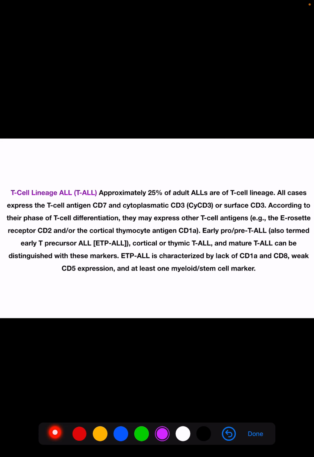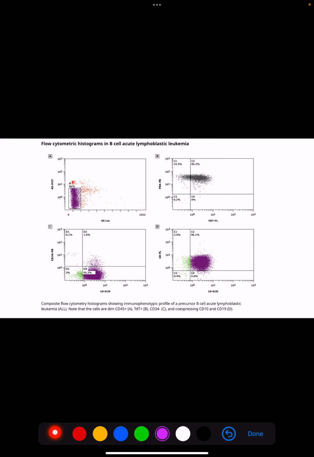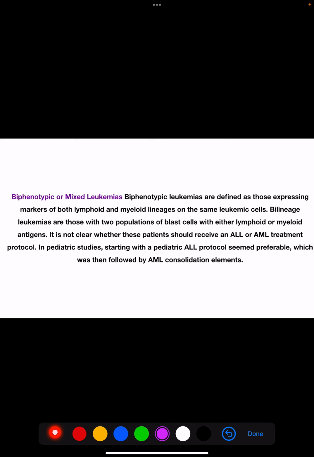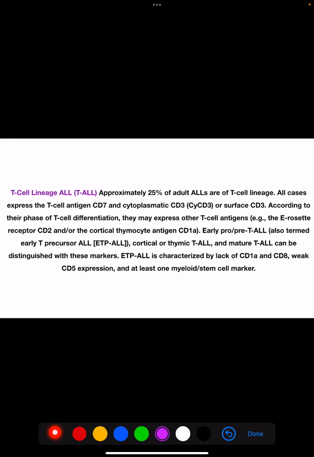Then coming to T cell ALL. B cell is approximately 75% and T cell is approximately 25%. So in adults, 25% could be T cell lineage. The leukemia could be from T cell. All cases express the T cell antigen CD7 and cytoplasmic CD3 or surface CD3.